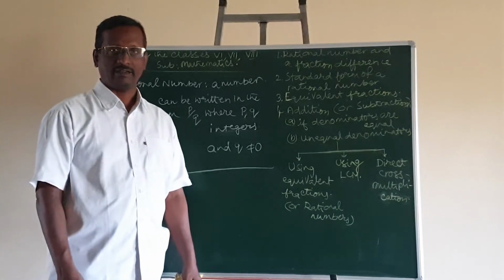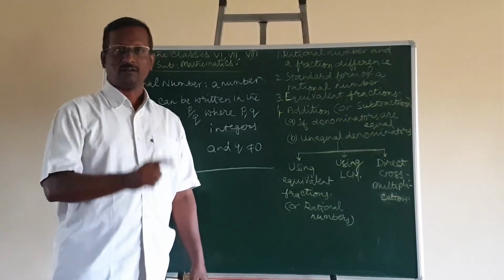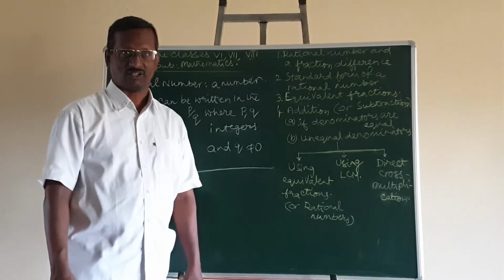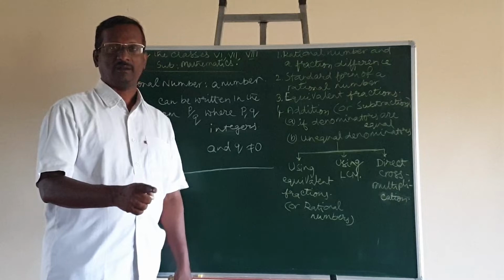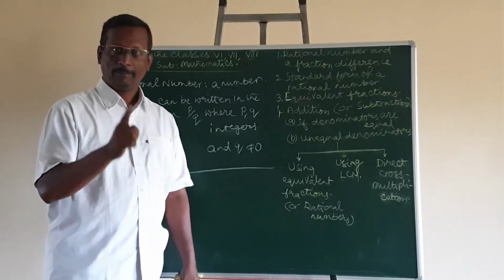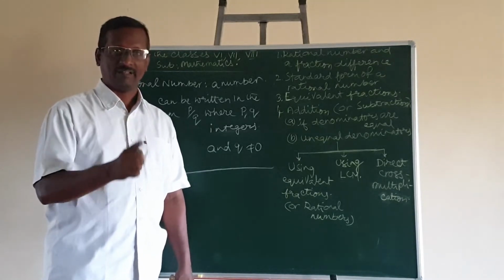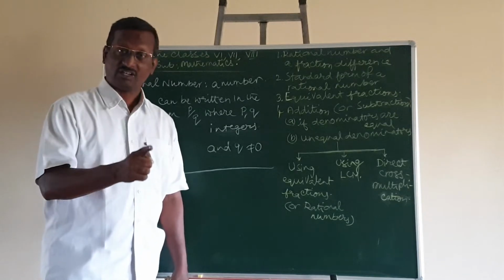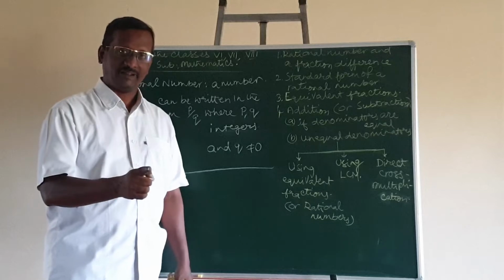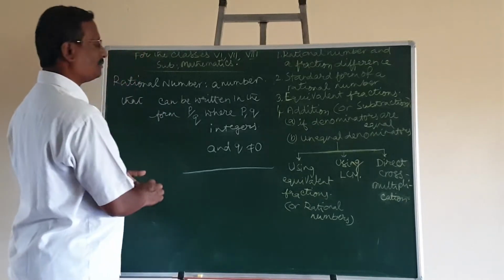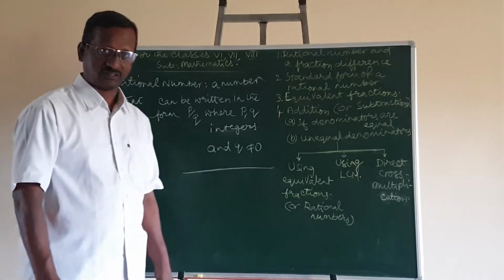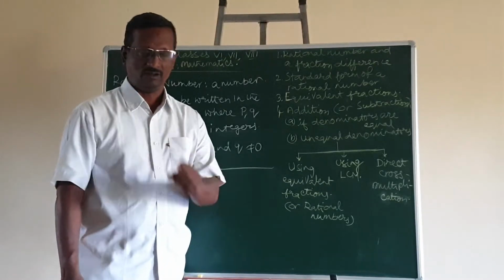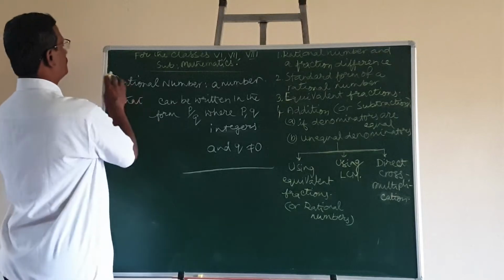From this we understand all fractions are rational numbers, but all rational numbers are not fractions. Only positive rational numbers are fractions. A positive rational number means where the numerator and denominator both are positive. Such rational numbers are fractions, otherwise it is a rational number. Once again, all fractions are rational numbers, but all rational numbers are not fractions. Please remember.